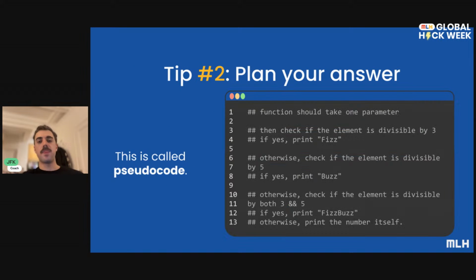So tip number 2. Plan your answer. As we were talking about a little earlier, write out some wonderful pseudocode. In this case, they've done a little description of roughly what I have here. It takes one parameter, we have a function for it. You then check if that element is divisible by 3. And if yes, then you print fizz. If it's divisible by 5, you print buzz. You then check if it's divisible by both, and then you print fizz buzz. Otherwise, you just print the number itself.